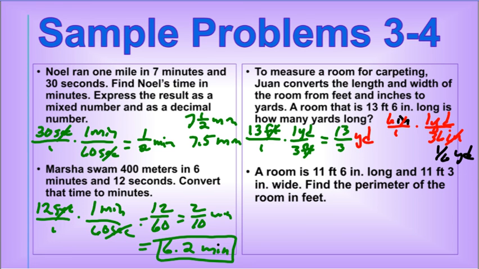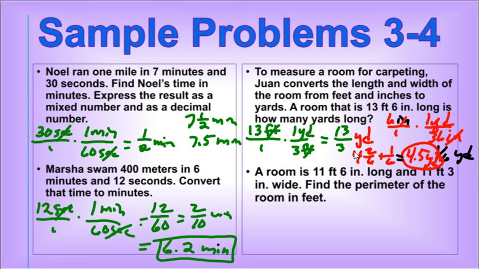So now I have 13 thirds plus 1/6. So to solve this, I need common denominators. So 13 thirds is the same as 26/6, just having common denominators, plus your 1/6 would give you 4.5 yards.